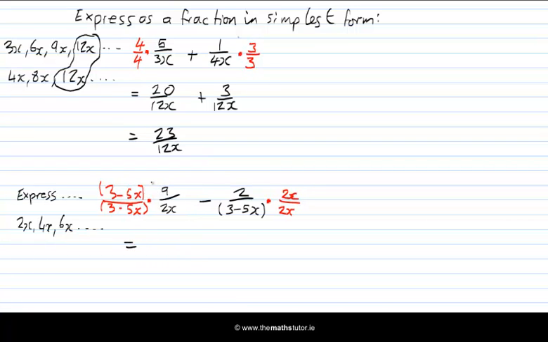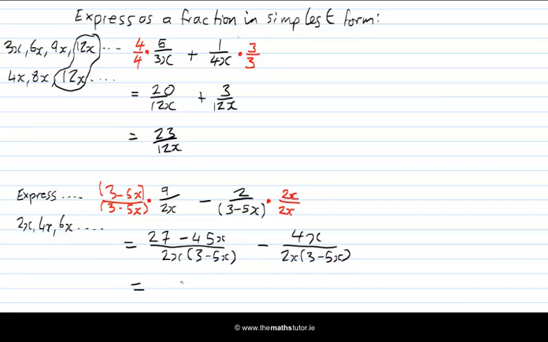So we get the 9 by the 3 is 27, 9 by minus 5 is minus 45, and there's an x there as well. And that's all over 2x times 3 minus 5x. The other fraction then turns into minus 4x, that's the 2 by the 2x. And then the denominator is, again, 2x times 3 minus 5x, the same as the denominator of the other fraction.